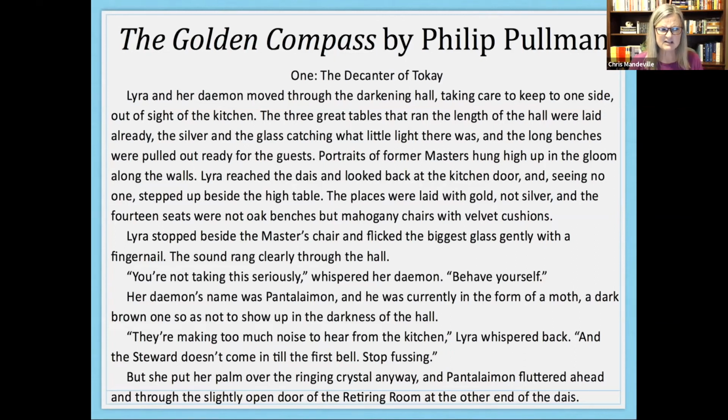"You're not taking this seriously," whispered her demon. "Behave yourself." Her demon's name was Pantalaimon, and he was currently in the form of a moth, a brown one, so as not to show up in the darkness of the hall. "They're making too much noise to hear from the kitchen," Lyra whispered back, "and the steward doesn't come in till the first bell. Stop fussing." But she put her palm over the ringing crystal anyway, and Pantalaimon fluttered ahead and through the slightly open door of the retiring room at the other end of the dais.